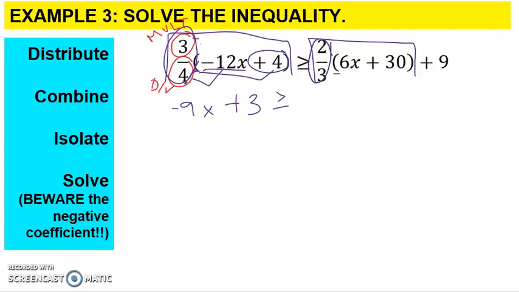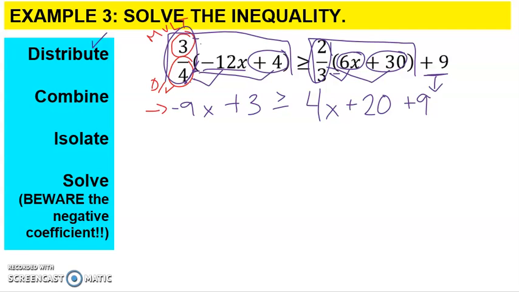Okay, so I have 2/3, a fraction again, times 6x. 6 times 2 is 12, divided by 3, that gives me 4x. 2/3 of 30. 30 times 2 is 60, divided by 3 is 20. And then I just have +9 at the end. Don't multiply him, don't do anything except bring him down. Distribution complete.